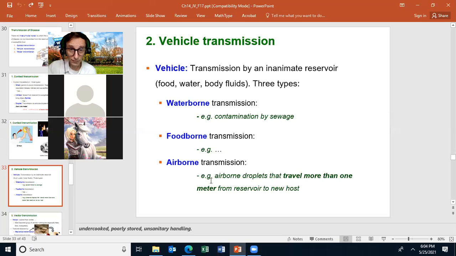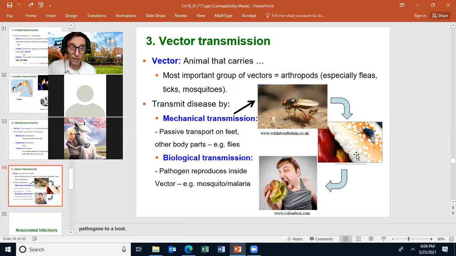Airborne transmission, as I mentioned, is where the droplet travels more than 1 meter from one host to another. And that also is vehicle transmission. Vector transmission is where an animal carries the pathogen to a host. The most important group of vectors are the arthropods, especially biting fleas, ticks, and mosquitoes. They pick up the disease, usually from biting a patient, and then spread it to the next patient they bite.